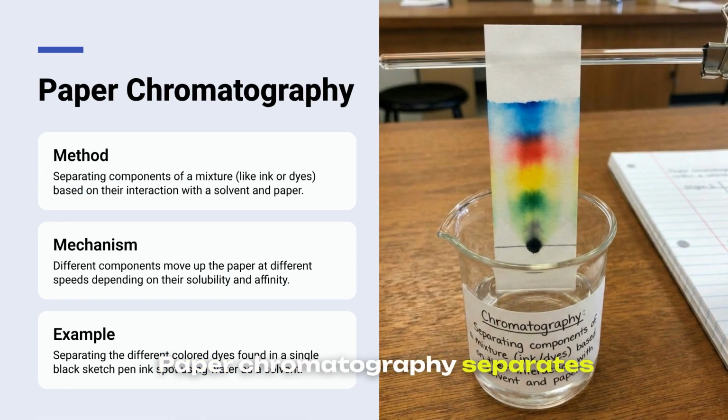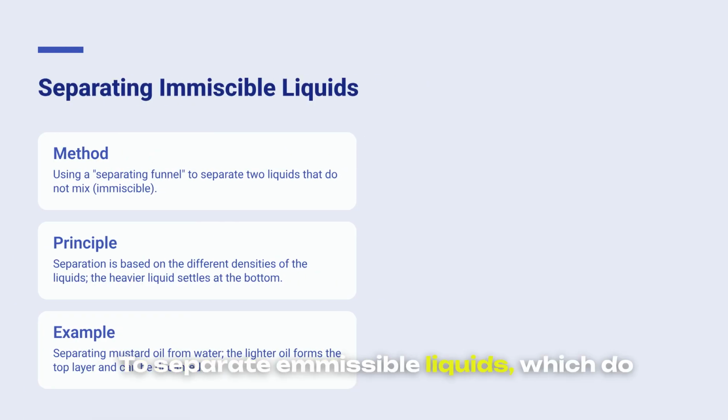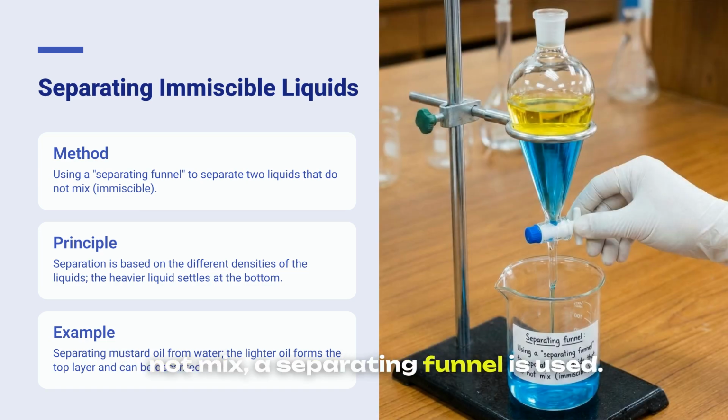Paper chromatography separates mixture components, like inks or dyes, based on their interaction with a solvent and paper. Components move up the paper at different speeds based on their solubility and affinity, allowing separation of dyes in black ink. To separate immiscible liquids, which do not mix, a separating funnel is used.